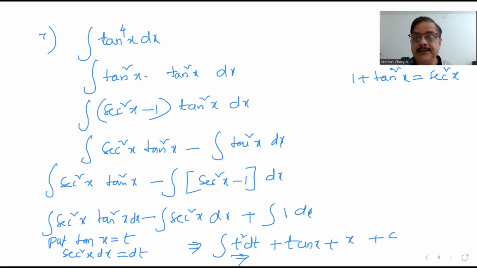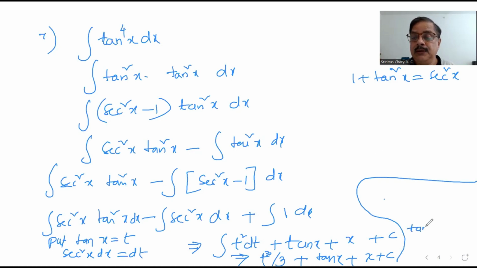So integral t square means t cube by 3 plus tan x plus x plus c. What is t cube by 3? We'll write down the final answer here. T cube by 3 means tan cube x by 3 plus tan x plus c. So I have written this answer here.